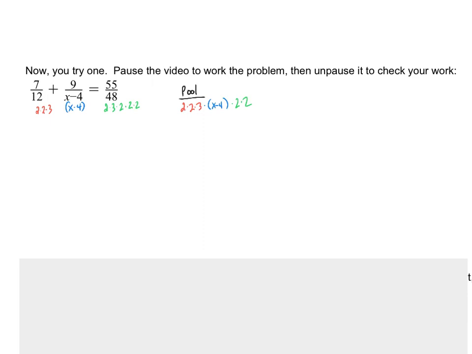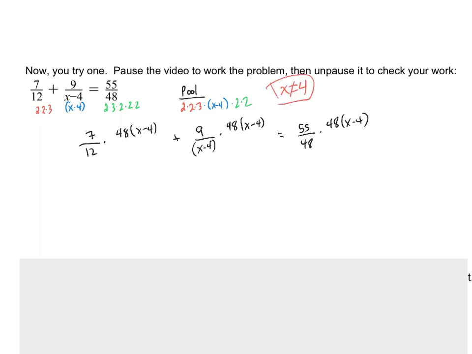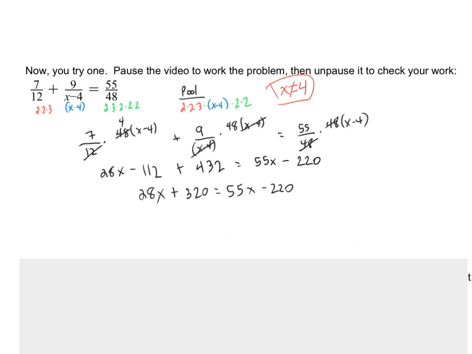Now I'm going to multiply both sides of the equation by the LCD. Although, of course, I forgot to find my excluded value again. There it is. Now I'm going to cancel appropriately. I'm going to multiply the resulting stuff together. I'm going to combine like terms, and then solve for x. Finally, check your answer against the excluded value. It's not 4, so that's my answer.